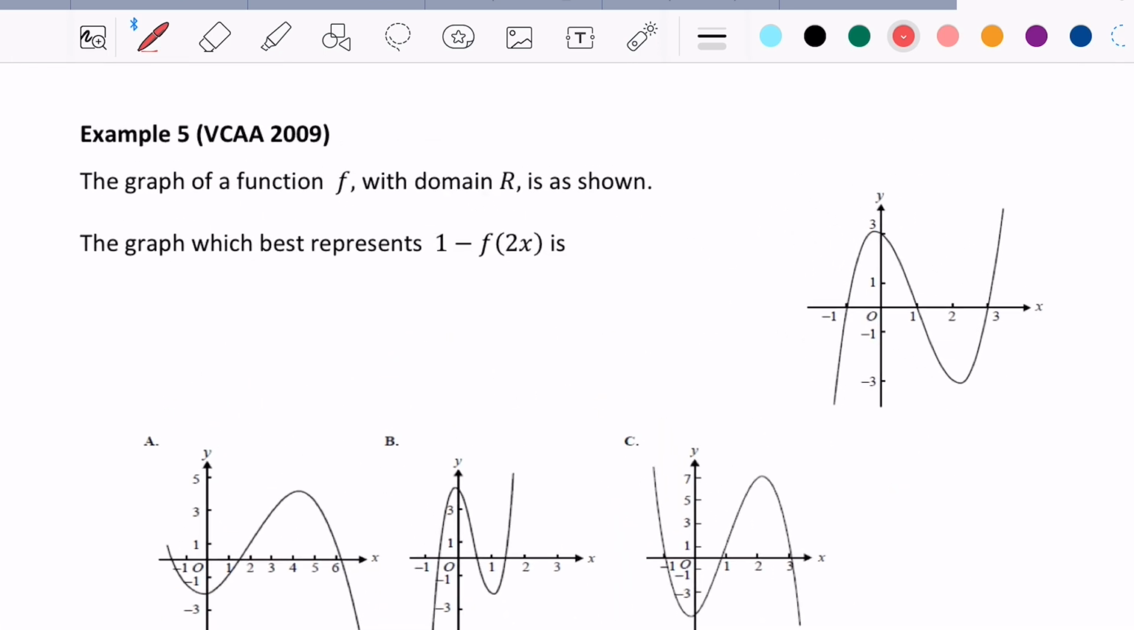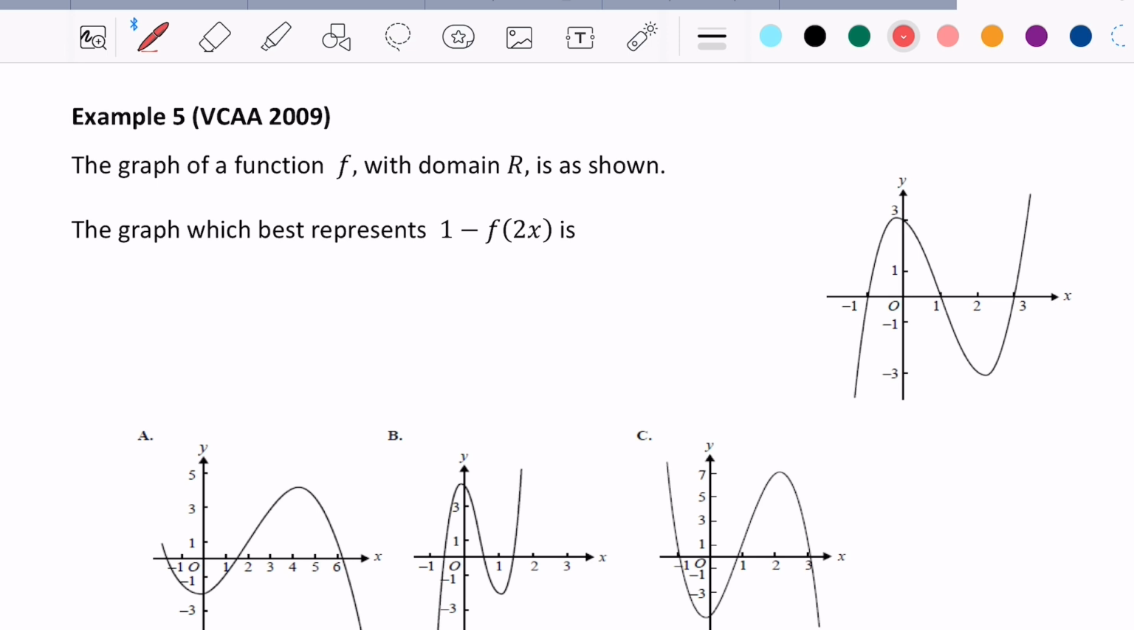Okay, example 5. The graph of a function f with the domain R is shown. The graph which best represents 1 minus f(2x) is. So we need to recognize what are the different transformations that have happened here, and there's 3 of them. So firstly, I can see that there is a dilation by a factor of a half from the y-axis.